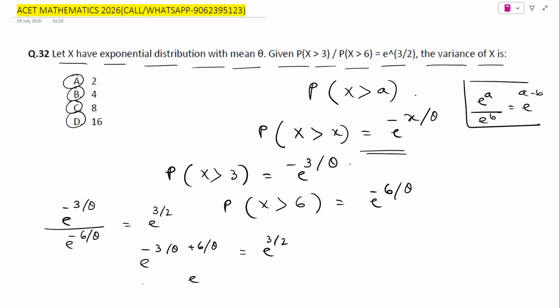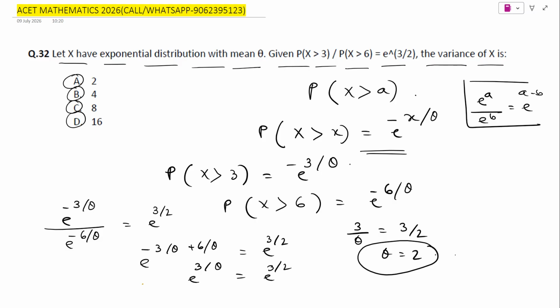So this becomes e to the power 3 by theta, which is equal to e to the power 3 by 2. Since the exponential function is one to one, the exponents must be equal. Therefore 3 by theta is 3 by 2, so theta will be 2. The mean of the exponential distribution is basically 2.